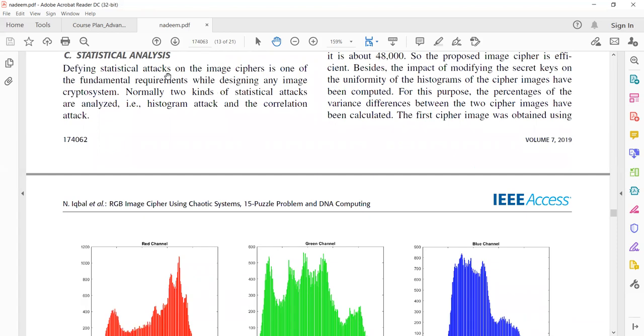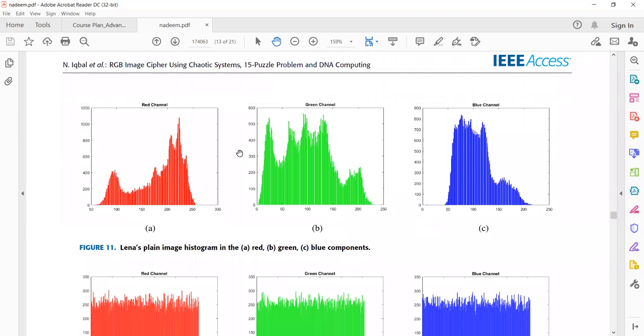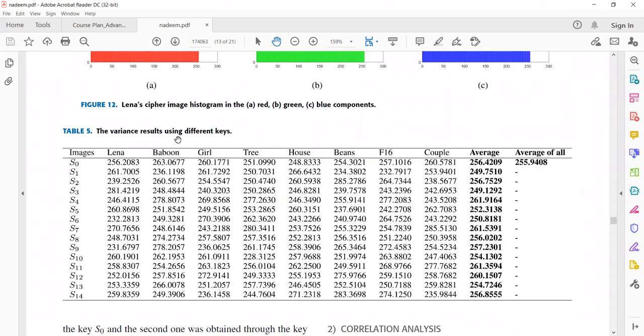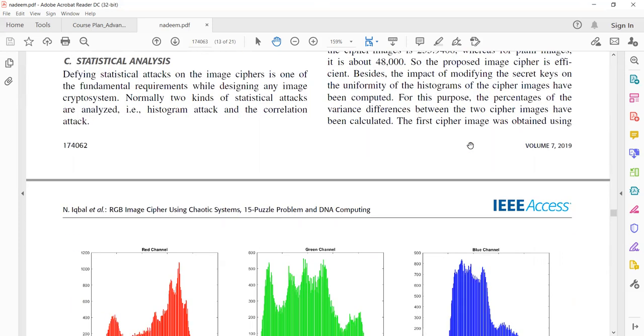Here we are carrying out the statistical analysis. Here we can see these are the histograms of three channels of the plain image, and these are the histograms of the three channels of the cipher image. These are the variance results using the different keys. Variance gives us, as the name implies, the variance of the histogram. Low result of the variance is always better for the skewed image ciphers. We can see 255.9408 is the average variance value, whereas 48,000 comes about the variance value of the plain images.